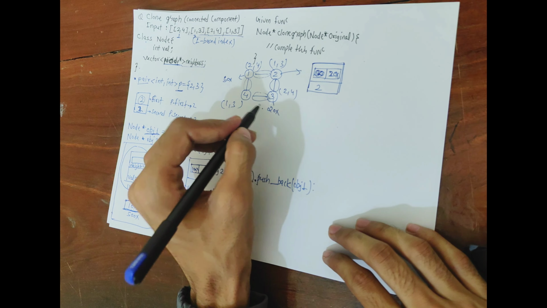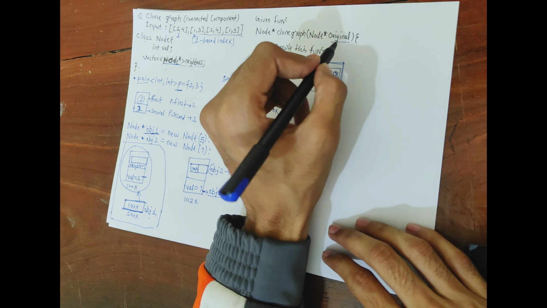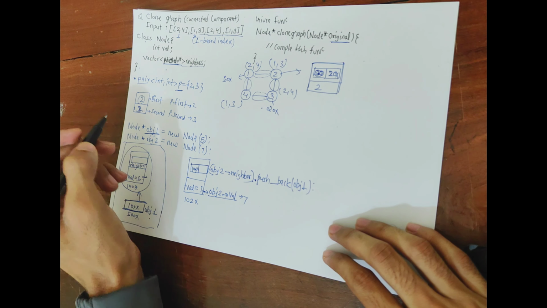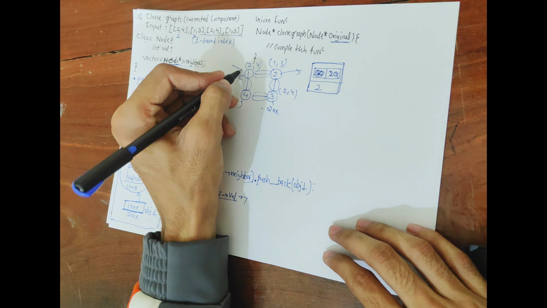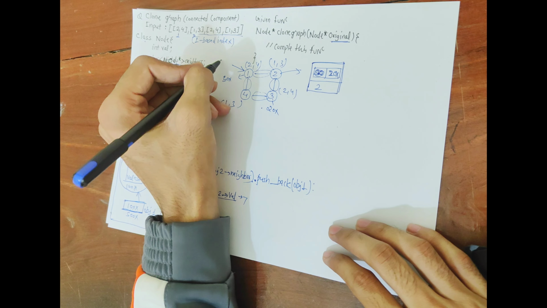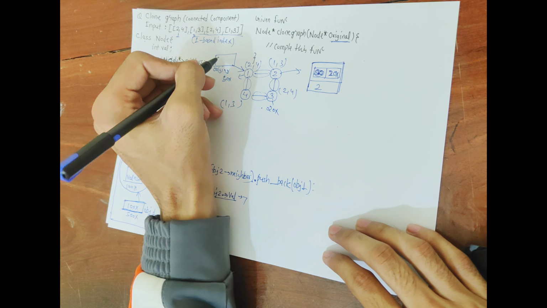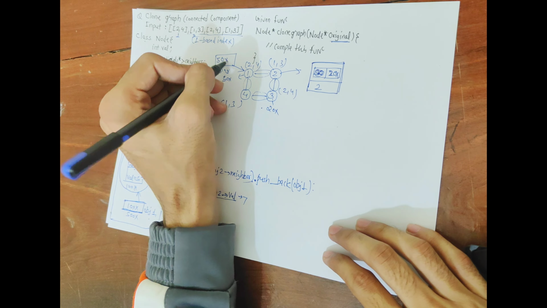Now we need to create a copy, and initially we are given an original. Original means this one. So original is pointing to the starting of the graph. So original is this, and it has an address of 50x, right?